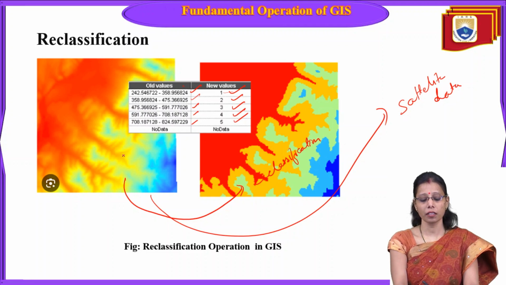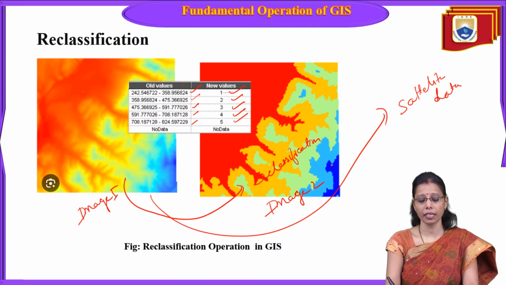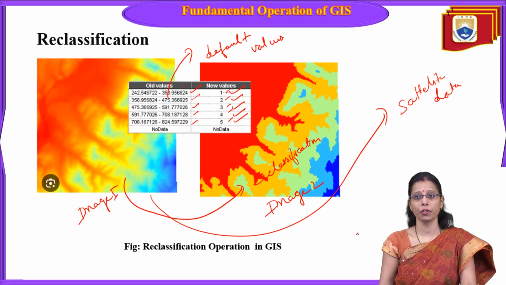So converting this image 1, now here is image 2. This image 2 is reclassified into different colors and named as 1, 2, 3, 4, 5. Now here you can see these are the old values, so these are the default values given by the computer system.